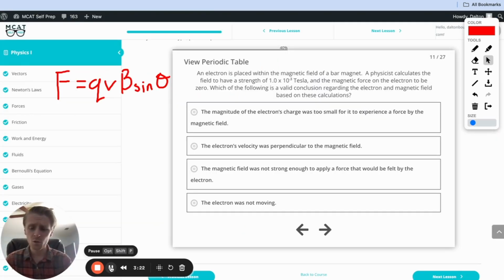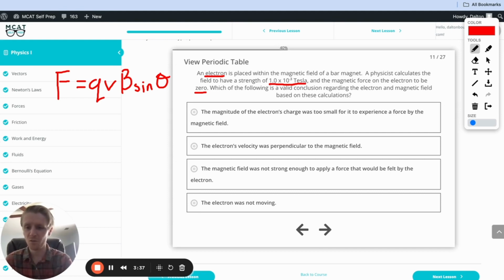All right, so what has the question already told us? We know that we're dealing with an electron right here. We know the strength of the magnetic field. That's going to be our uppercase B, right? And we know the magnetic force, that uppercase F. It's going to be zero. Well, this is really interesting.